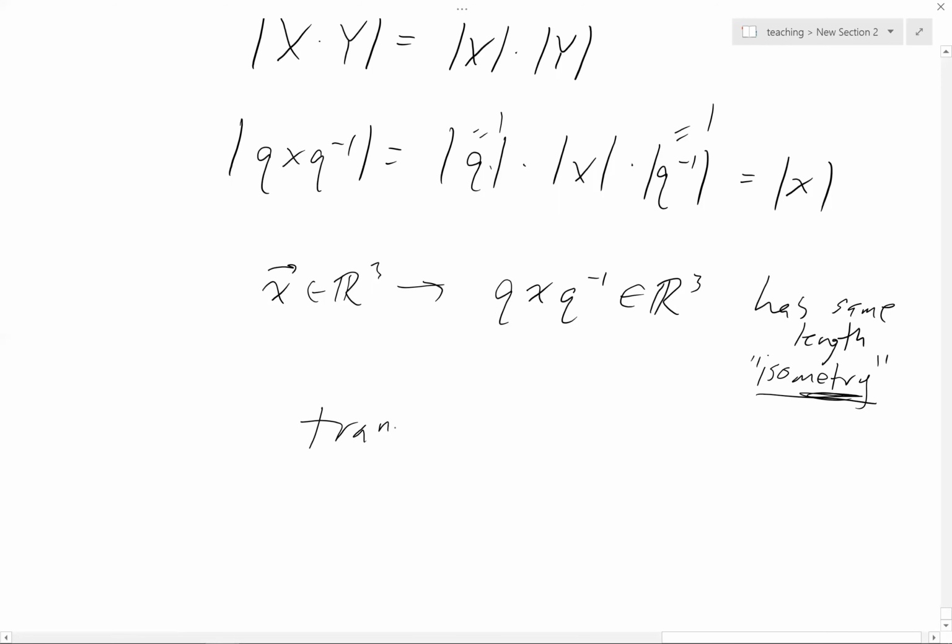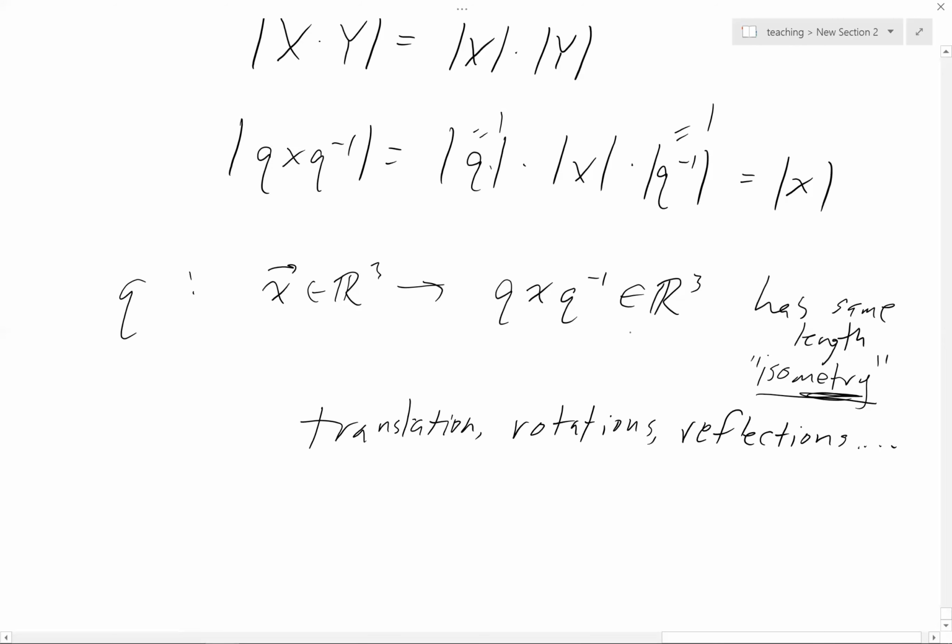There's translations, rotations, and reflections. Those are all the isometries in the world. So whatever this function is, for every Q, I get this function. It has to be either translation, rotation, or reflection.